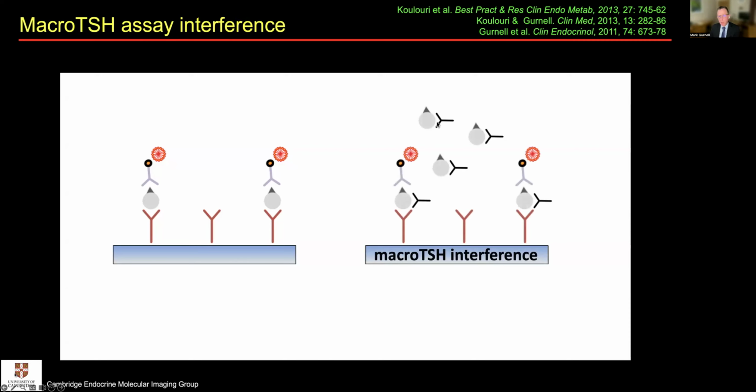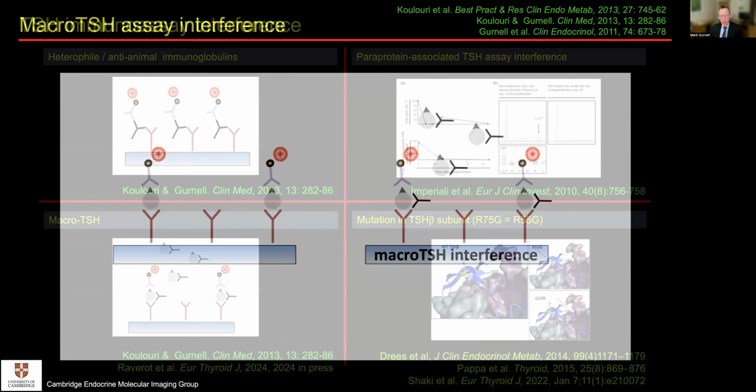On this occasion, the immunoglobulin binds to TSH, but it binds in such a way that it leaves it still able to bind to both capture and detection antibodies, so it still has immunological reactivity, but obviously the presence of the immunoglobulin bound to the TSH prevents it from being biologically active. So this is indeed a form of assay interference.